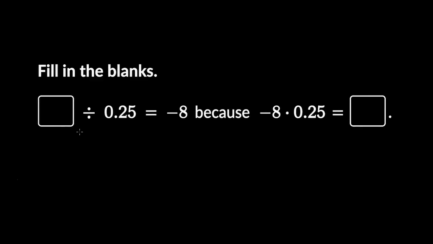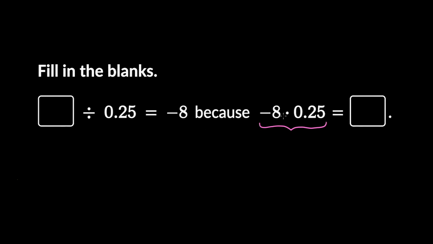Okay, well, they're saying that something divided by 0.25 is equal to -8 because -8 times 0.25 is equal to that same something. So for a lot of us, including for me, it's easier to think about what -8 times 0.25 is than to initially think about what dividing by 0.25 means.